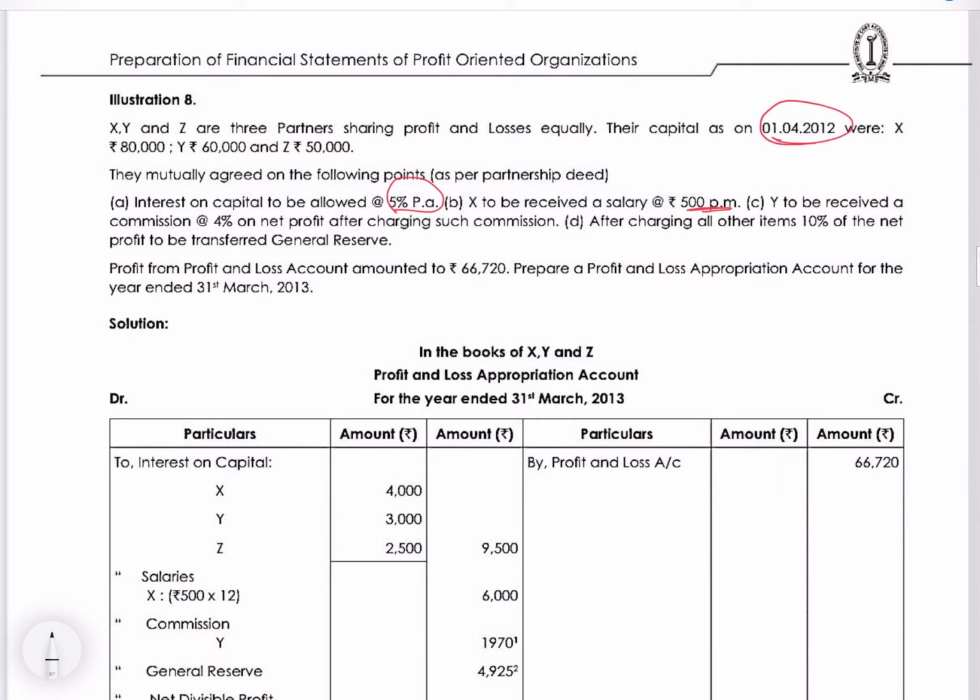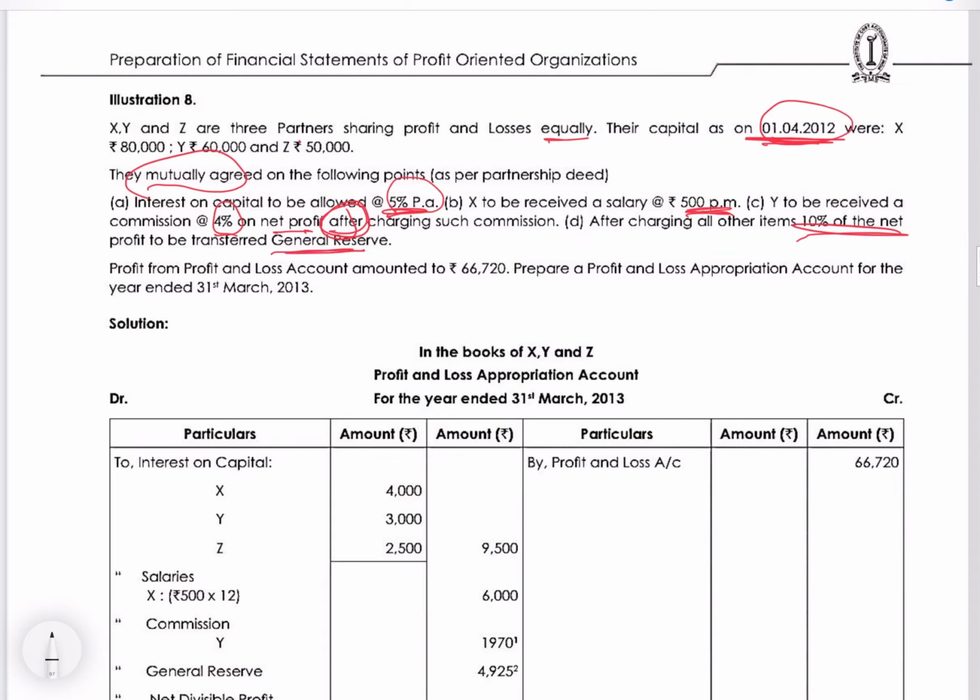X, Y and Z are three partners sharing profits and losses equally. Their capitals as on 1st April 2012 were X 80,000, Y 60,000, Z 50,000. They mutually agreed on the following points as per the partnership deed. Interest on capital to be allowed at 5% per annum. X to receive a salary of 500 per month. Y to receive a commission of 4% on net profit after charging such commission. After charging all other items, 10% of the net profit to be transferred to general reserve.